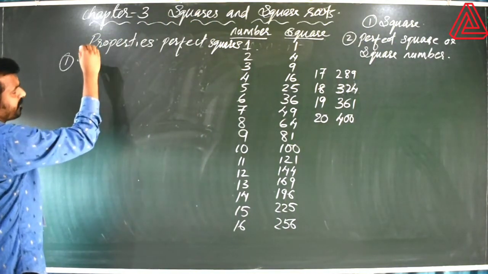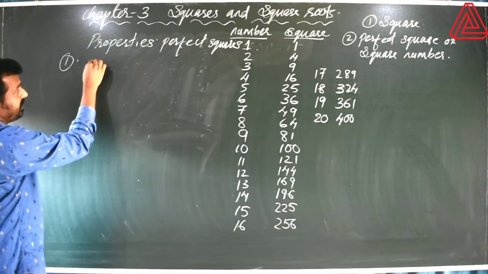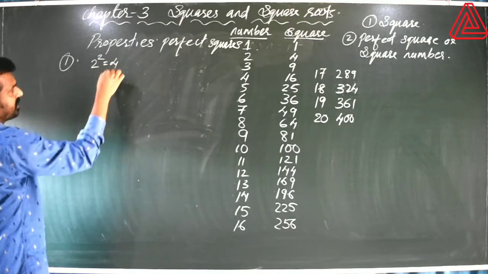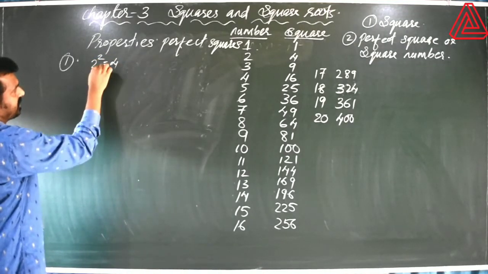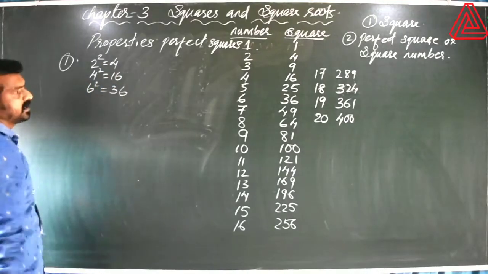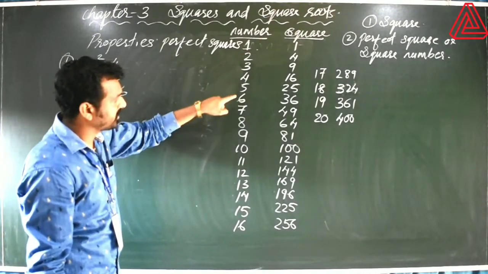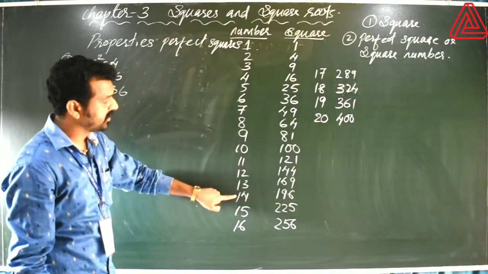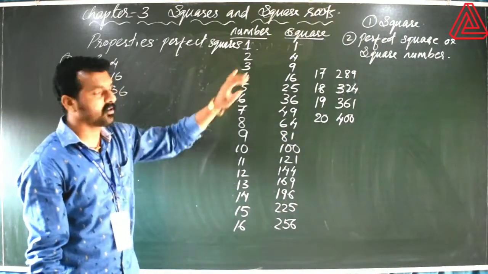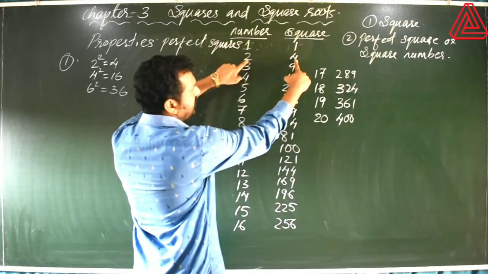The square of an even number is always an even number. 2 square is equal to 4. 4 square is equal to 16. 6 square is equal to 36. Which are the even numbers? 2, 4, 6, 8, 10, 12, 14, 16, 18 and 20. Square of all these numbers you see. Square of an even number is always an even number only.